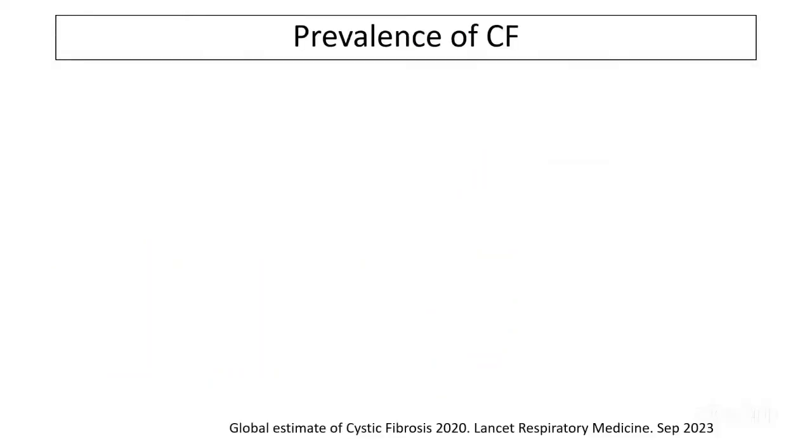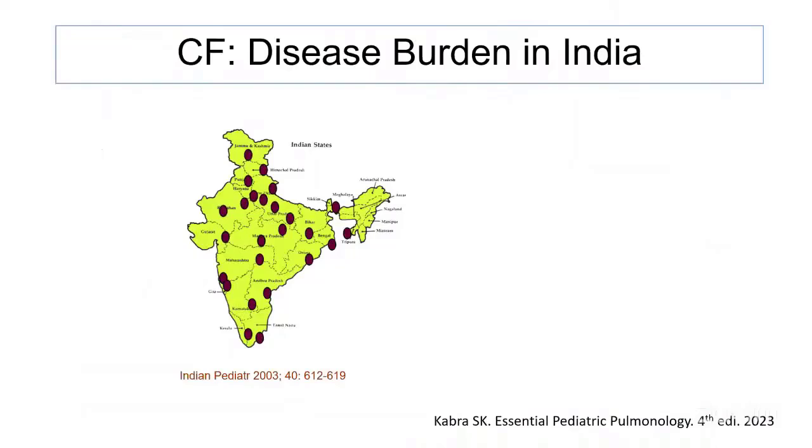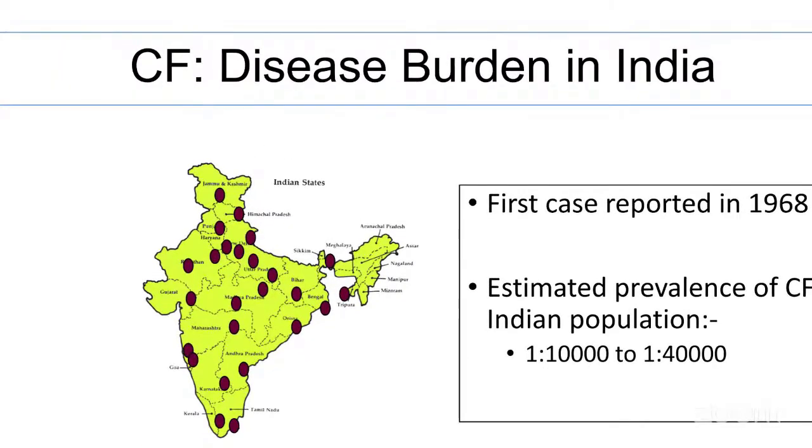Next, moving to the prevalence of this disease globally as well as in India. If you go through this chart, it is reported from throughout the world. It is more common in the Caucasian population, as you can see the high rate from the USA and parts of Europe. The rest of the world has some prevalence of cystic fibrosis. Initially, it was thought that cystic fibrosis does not exist in India, but gradually, since the first case report in 1968, you can see through this map that most of the states have one or two reported cases of cystic fibrosis.